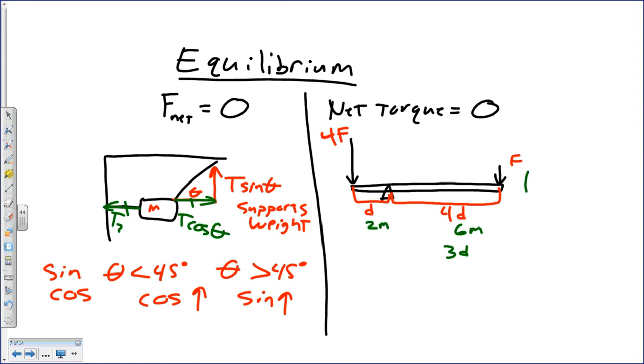So if I have 2 meters on one side and 6 meters on the other side, that's a ratio of 3, which means that if I apply 10 newtons of force on the right side, I need to apply 30 newtons of force on the left side. Again, this isn't about equations, it's about ratios and making things equal. And in a multiple choice question, they would be nice numbers.